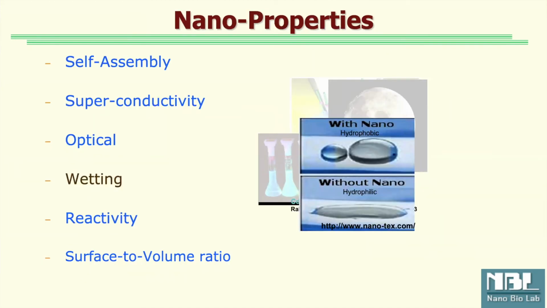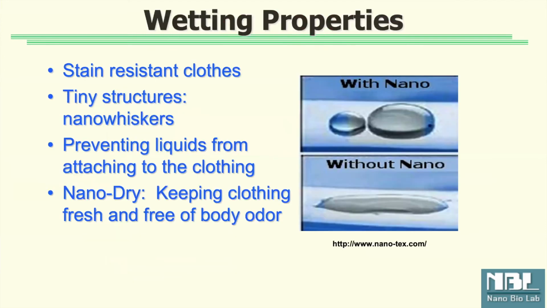If we can add some nanomaterials to, say, clothing, they can become stain resistant. They can become wet resistant, which means you can keep on walking in the rain and your clothes wouldn't get wet because the liquid wouldn't get attached to the clothing. So this is an example showing the same cloth where if you drop water, it will spread and ultimately get soaked.